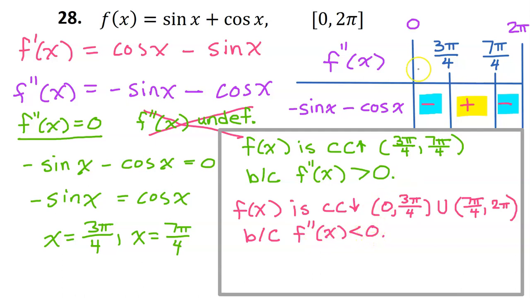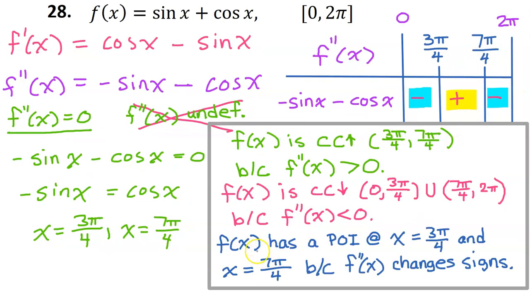We also need to mention the points of inflection. Notice that f double prime goes from negative to positive at 3 pi over 4, and it goes from positive to negative at 7 pi over 4. So we say f of x has a point of inflection at x equals 3 pi over 4 and x equals 7 pi over 4 because f double prime changes signs.